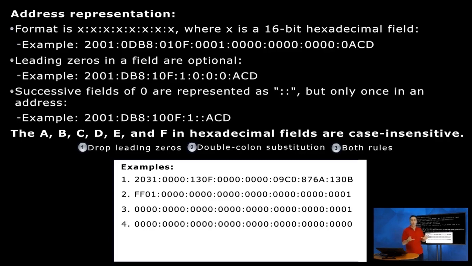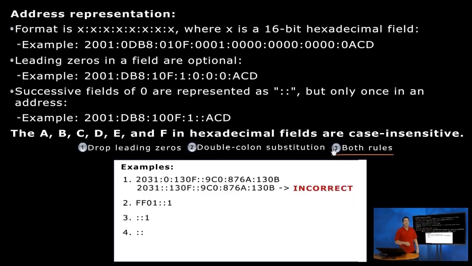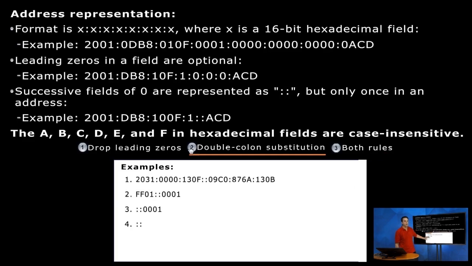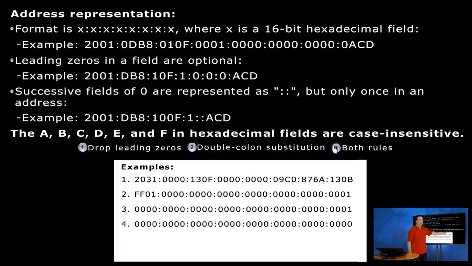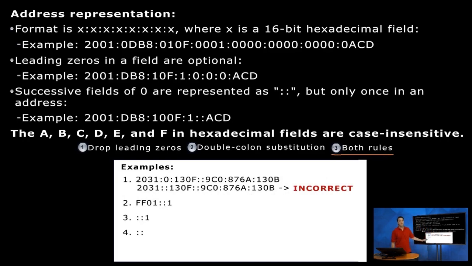Now, what about combining both rules together? Watch this. If we combine both rules together, we can truncate our addresses extensively. Look at 3 and 4. That's what I want you to focus on here. That's what it looks like with just double colon substitution, 3 and 4. And that's what it looks like with just dropping leading zeros. But let's do both rules in this case. You'll see here that we get double colon for 4, and we get double colon 1 for 3. And when you go to 2, it's FF01 double colon 1. So with both rules combined, you can really shrink it down.